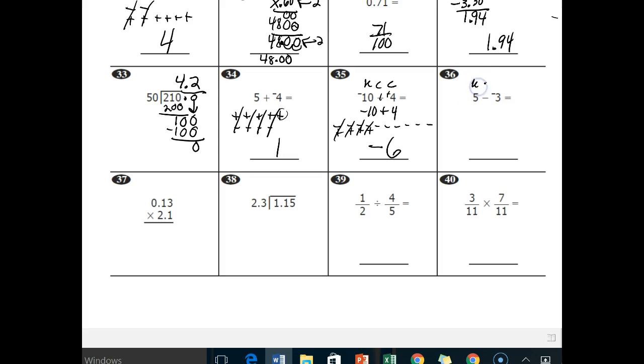Number 36, keep, change, change. Keep it like it is. Change that, change that. I just get 5 plus 3. I don't need to do symbols here. I know what 5 plus 3 is. It's 8. Number 37, count your decimals.